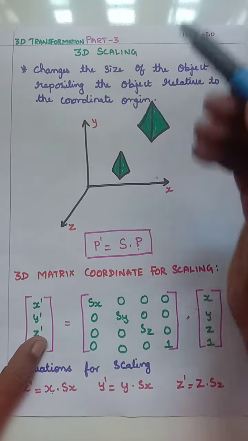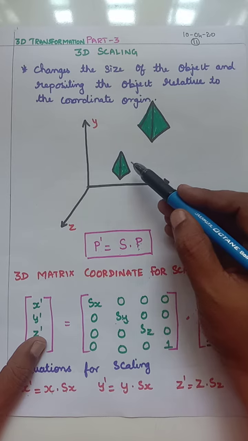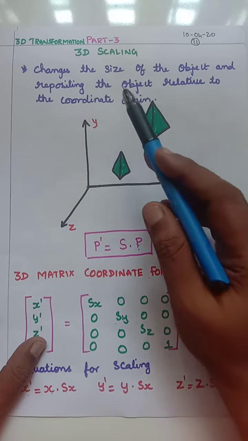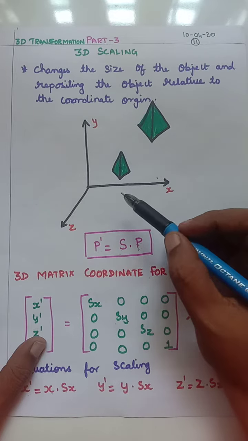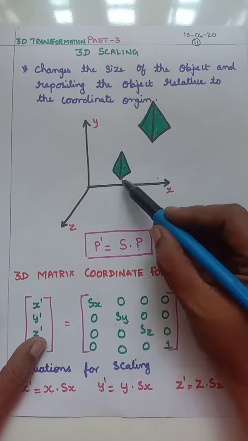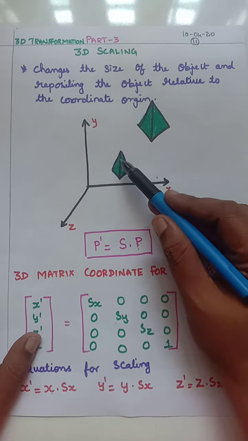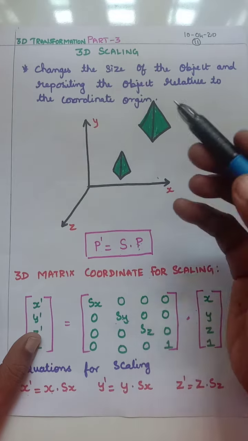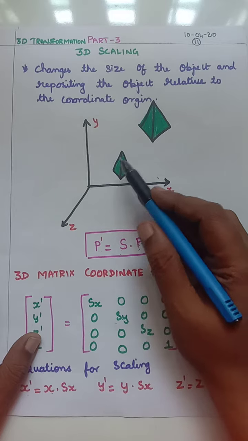What is scaling? Resizing the object. Either you go for increasing the size of the object or decreasing the size of the object. That is going to be done. So this is what is called scaling. So when you go for increasing or decreasing the size of the object, what will happen? The positions of the object will also get changed. That is, there will be a change in position of the object when we increase or decrease its size. So obviously your x, y and z coordinates will also get changed.